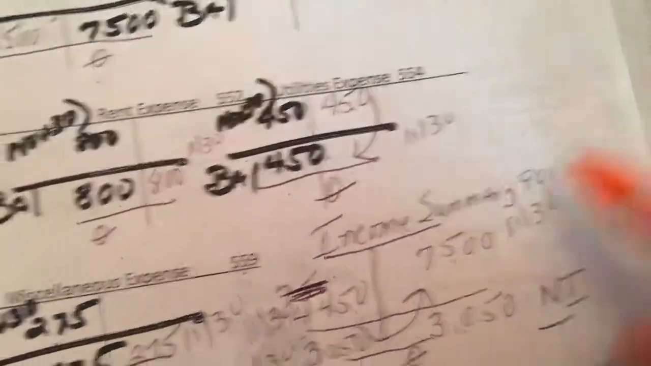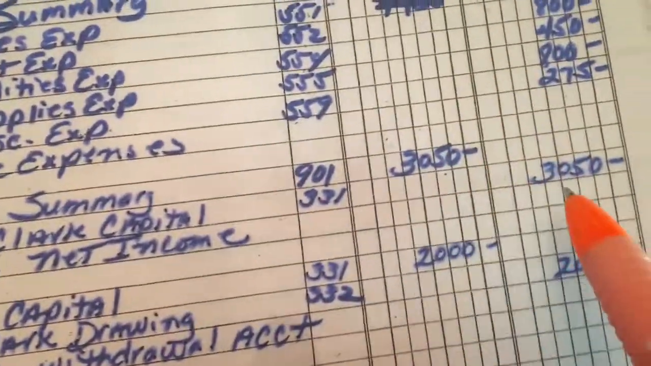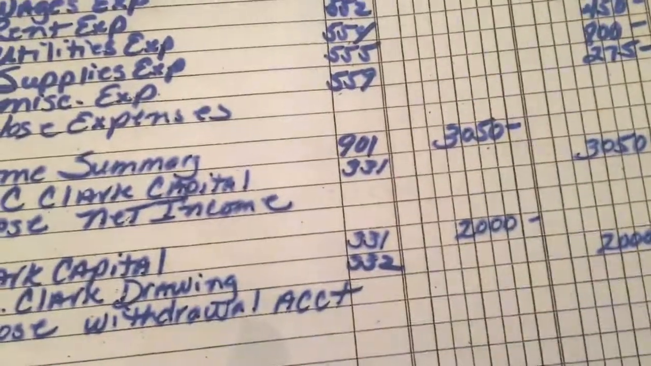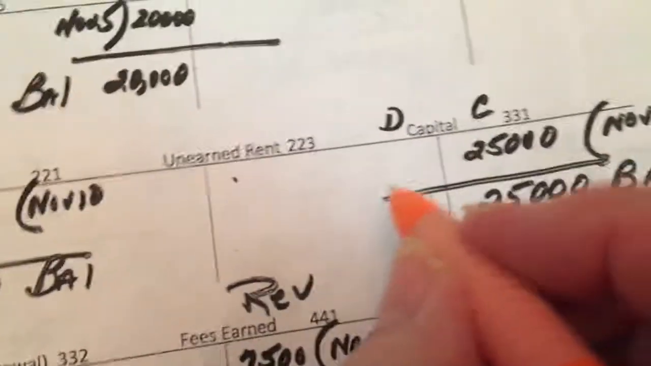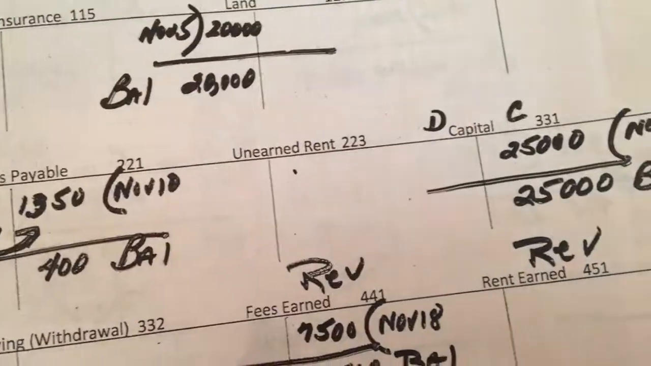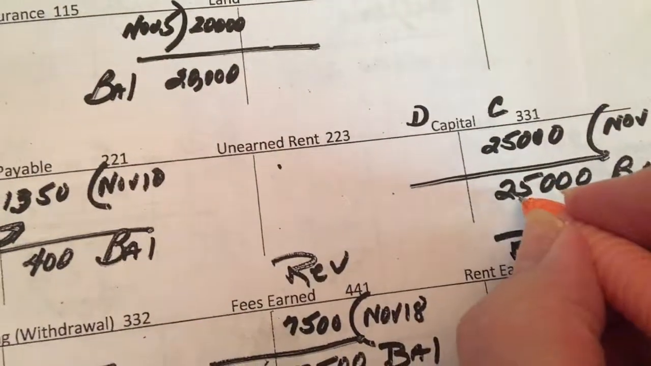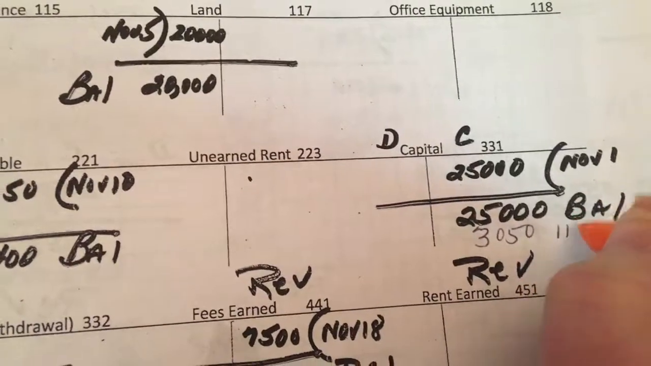Take the 901, and it's carried all the way back to your posting reference. This is going to be taken to Capital, Clark Capital. So find your capital account. $3,050, what was it, a credit? Let's take a look. Right, credit. So $3,050 credit on November 30th.